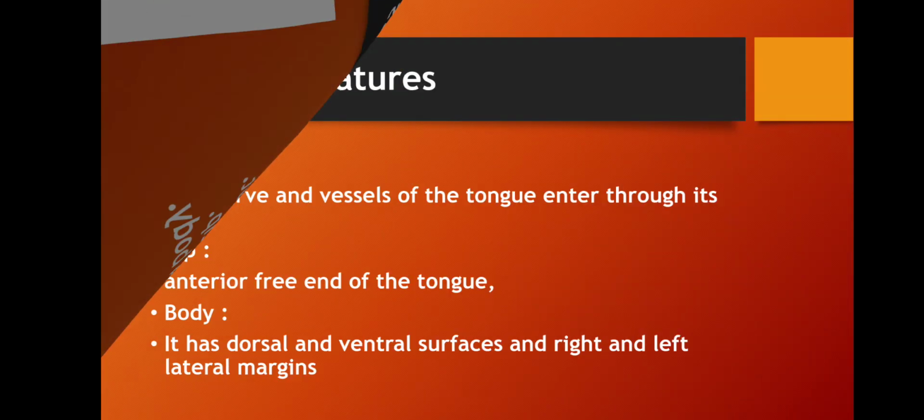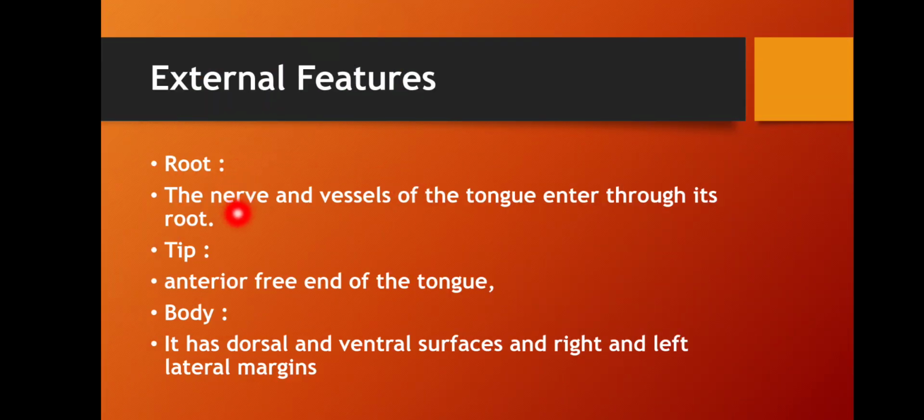Okay, let's recall once again. The root: the nerves and vessels of the tongue enter through its root. The tip: the anterior free end of the tongue. The body: it has dorsal and ventral surfaces and right and left margins.